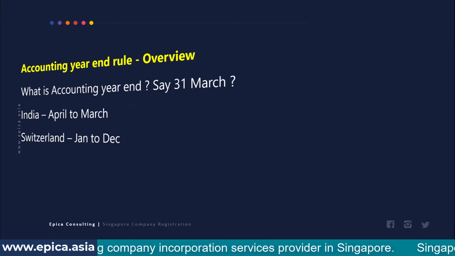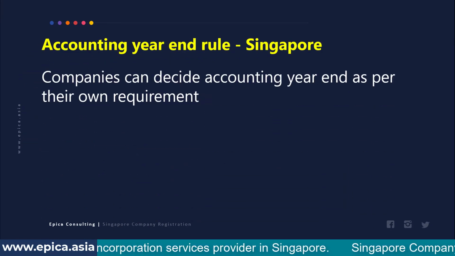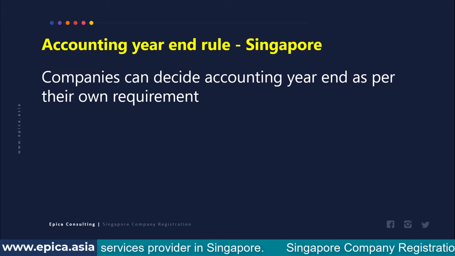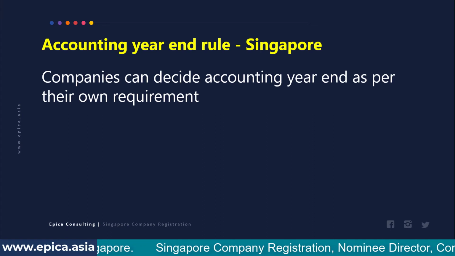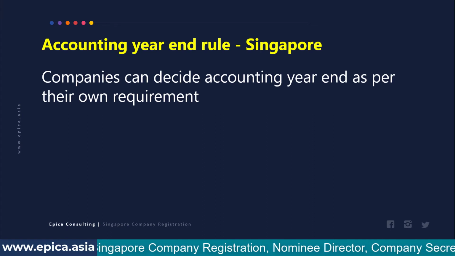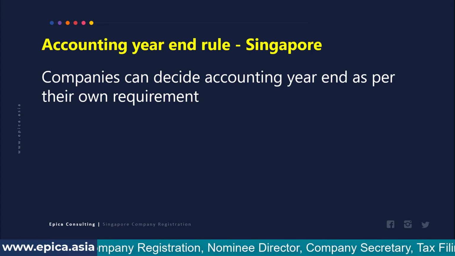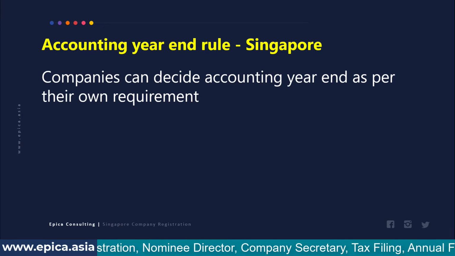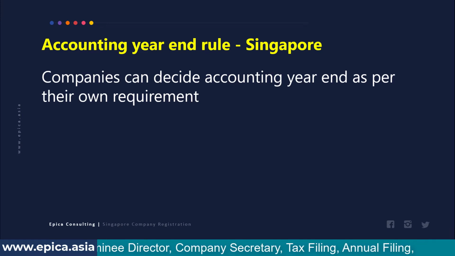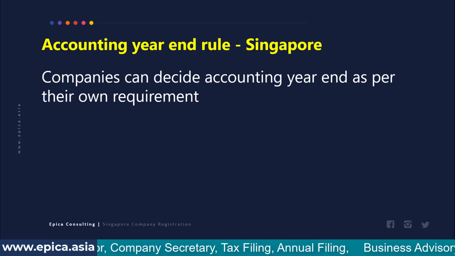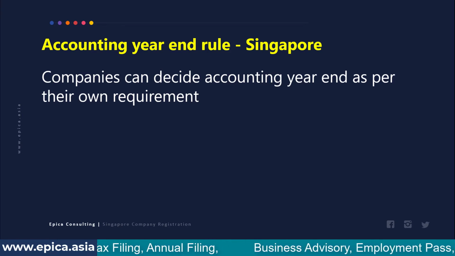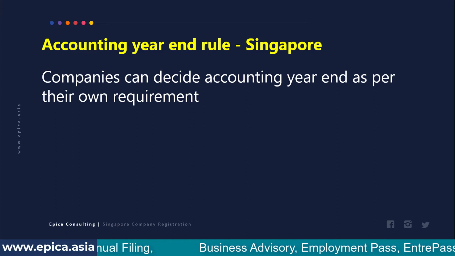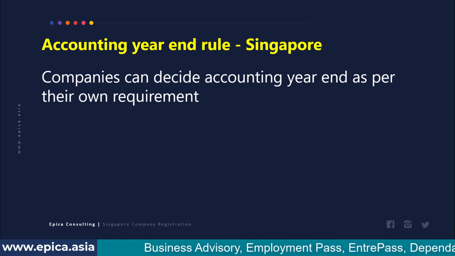So let's have a look at what the regulations are in Singapore. In Singapore, companies can decide accounting year end as per their own requirement. When we incorporate your company, we have to notify the Accounting and Corporate Regulatory Authority about what accounting year this company will be following.